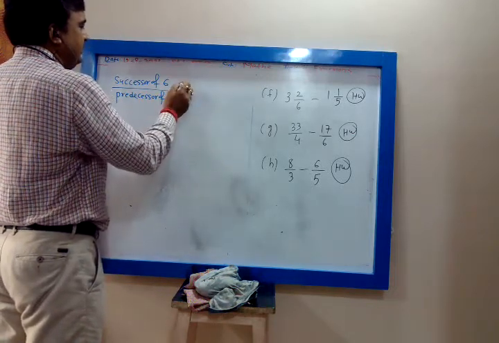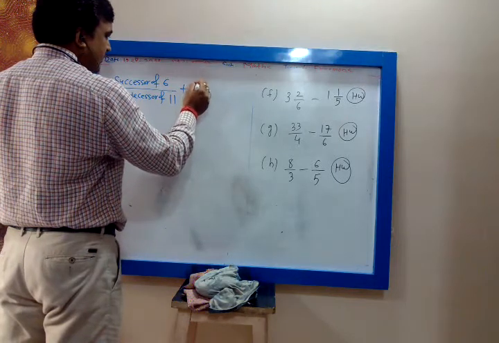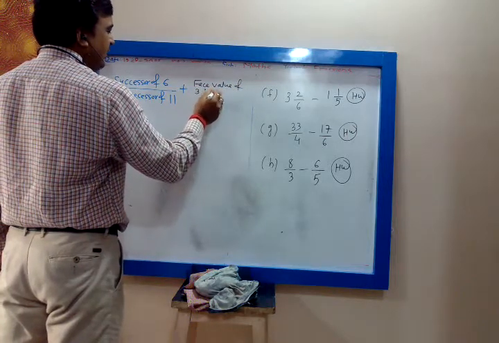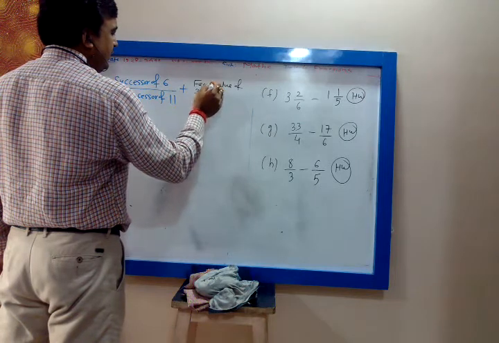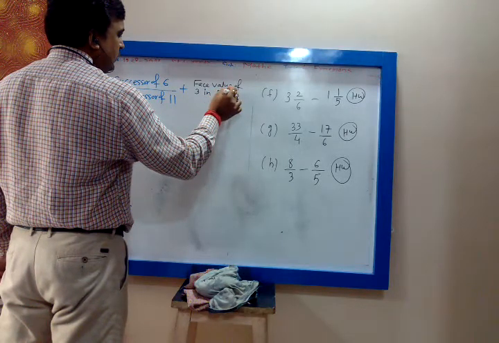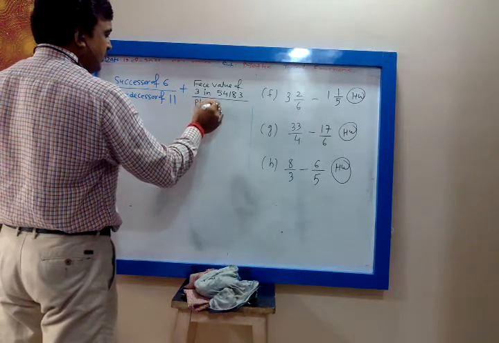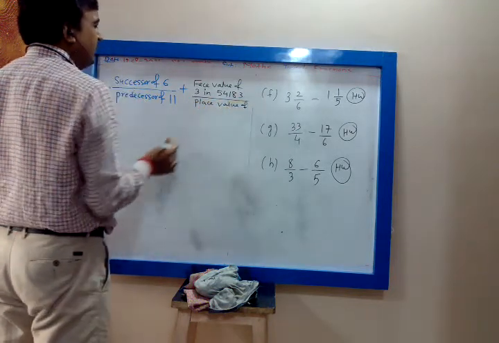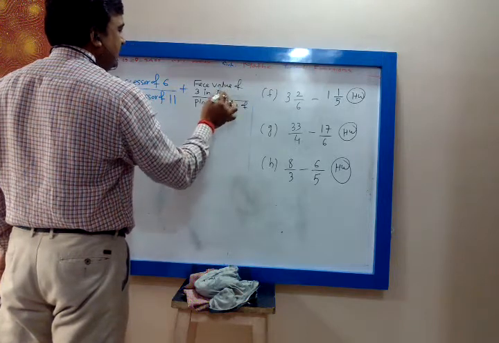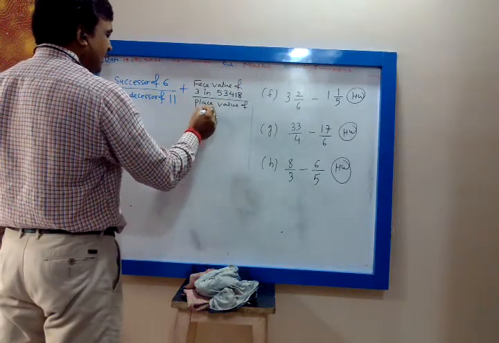Let me write: plus face value of 3 in 5483, upon place value of 3 in 76432.